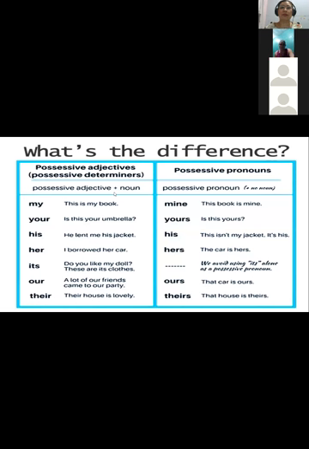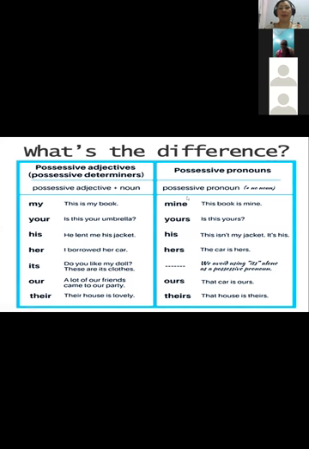Here you will see the possessive adjectives, right? They are possessive determiners. You have a possessive adjective plus a noun. This is my book. Is this your umbrella? He lent me his jacket. I borrowed her car. Do you know my doll? These are its clothes. A lot of our friends came to our party. Their house is lovely. What about the possessive pronouns?